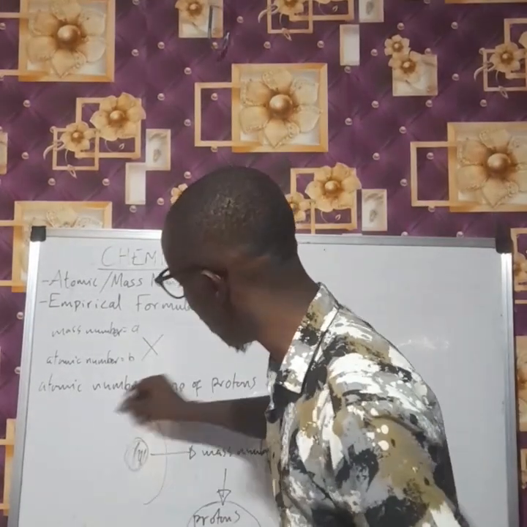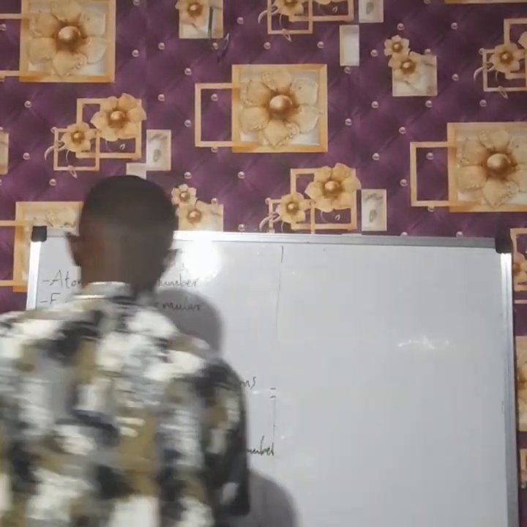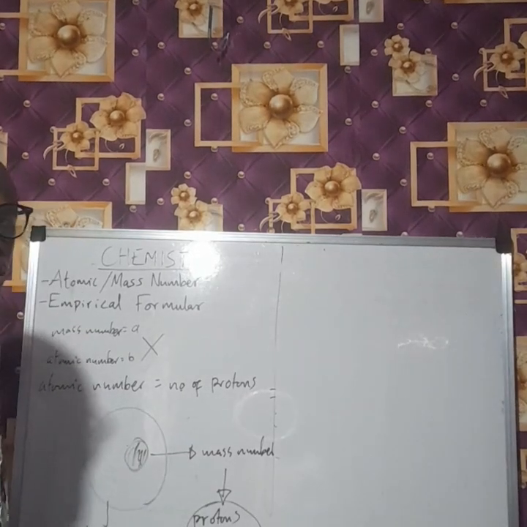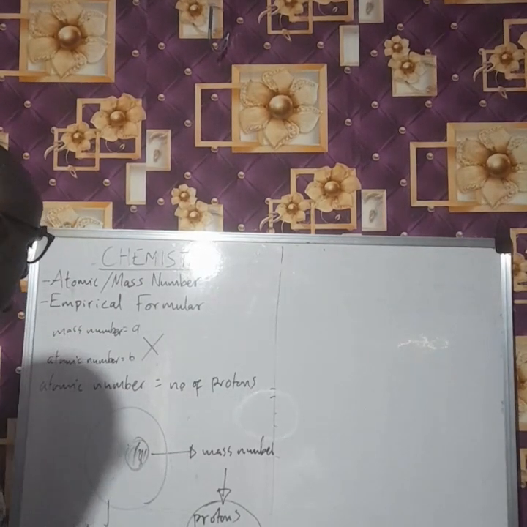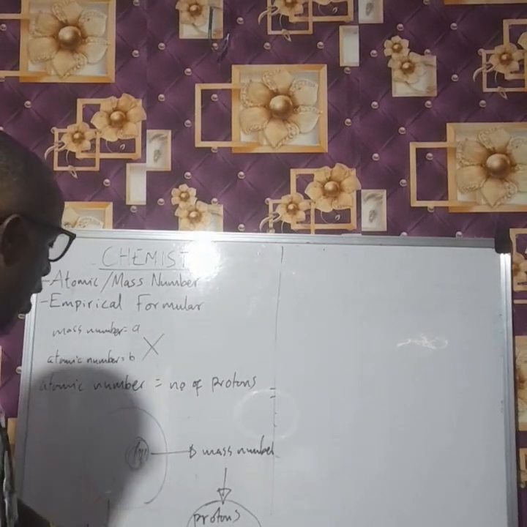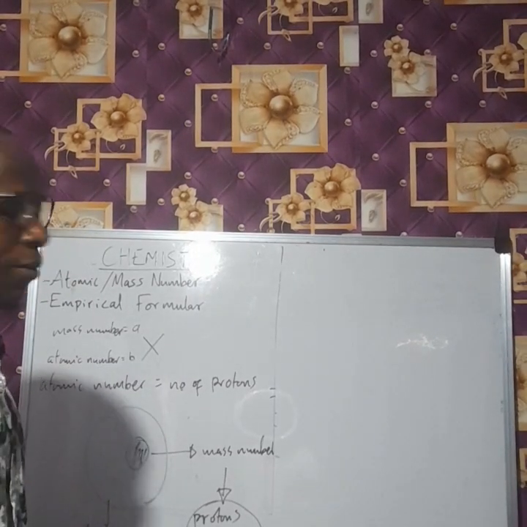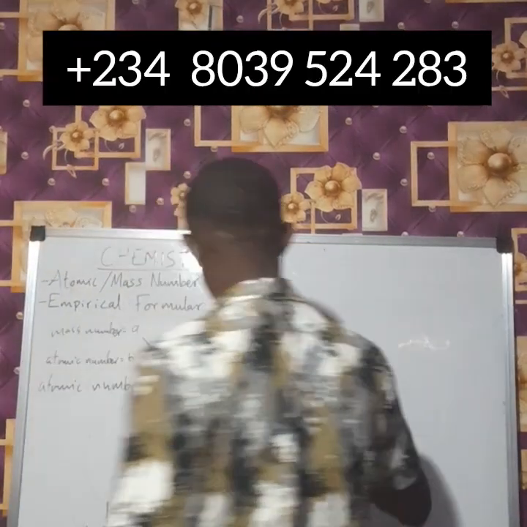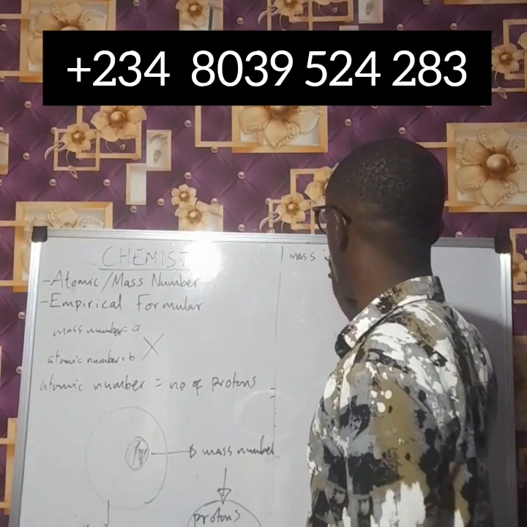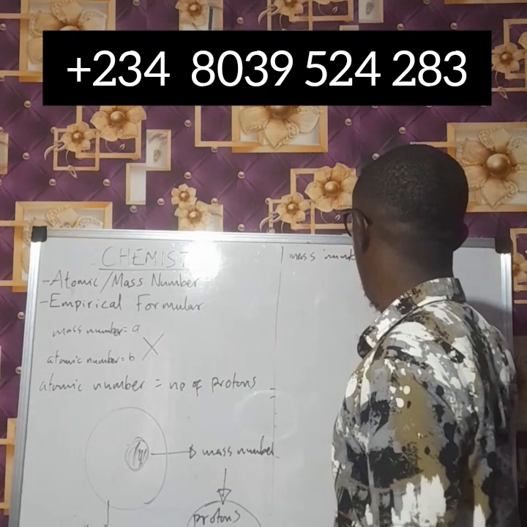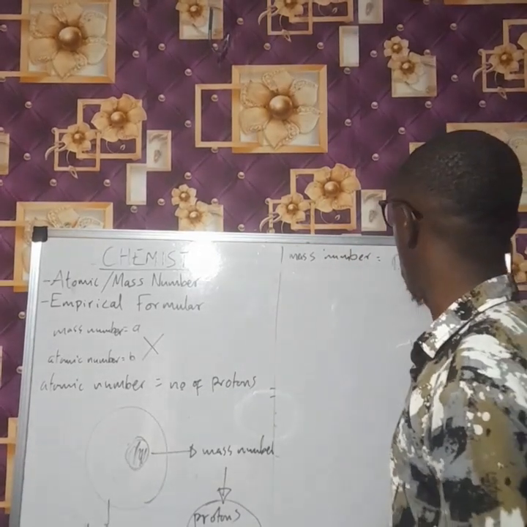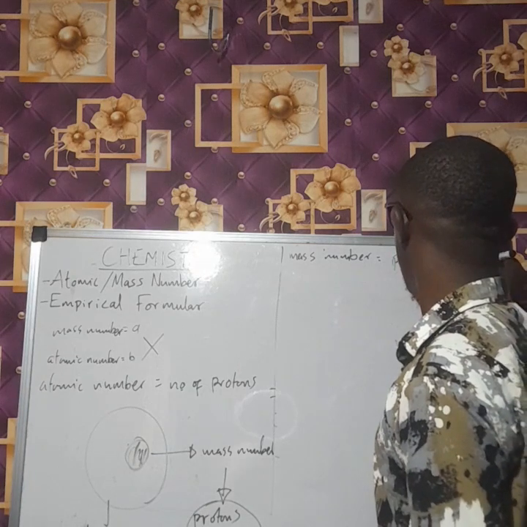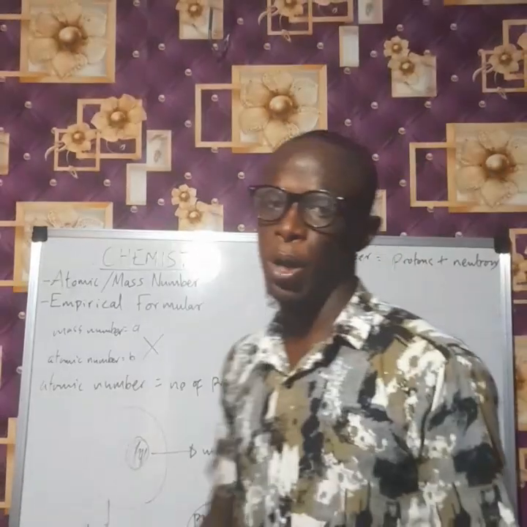But we have electrons around, and these electrons are equal in number to the number of protons. That's why we usually replace this with this, protons and electrons. Are we together? Now, if you are with me, we would say that mass number equals number of protons plus number of neutrons. Is that clear? I hope we're on the same page.